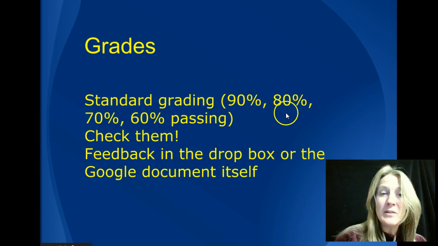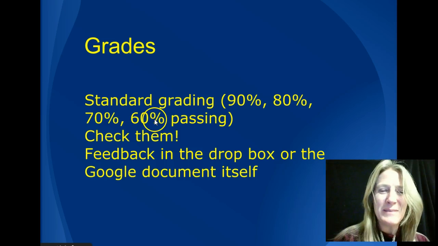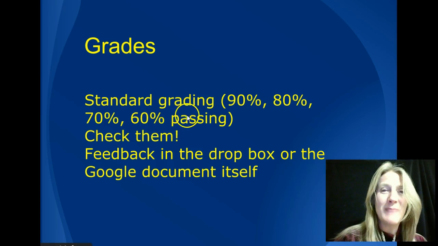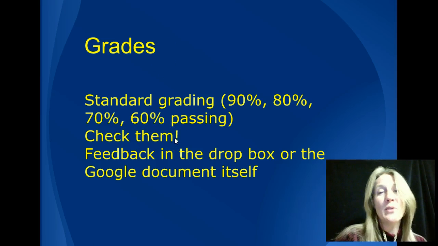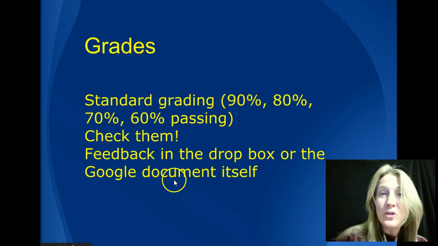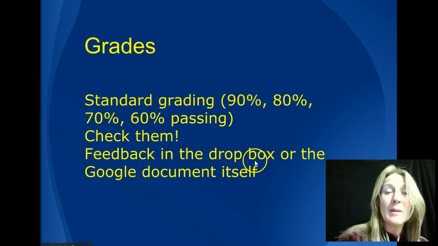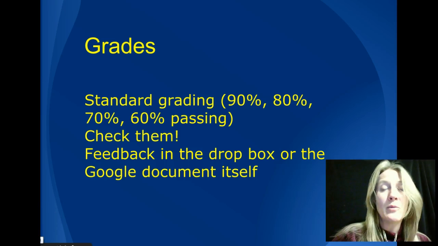The grades are based on standard grading, 90% an A, 80% a B, 70% and 60% for passing. I do round up. Students ask me that. Is it 59.5% passing? Yes, it is. Barely. Comment on grades, check them regularly. Select one day that will be your day to check those grades. And look for feedback either in the Google document you submit or in the Dropbox where you submit the assignment. And that's the feedback that's really essential to show you how to improve your grades and how to improve your work in the future.